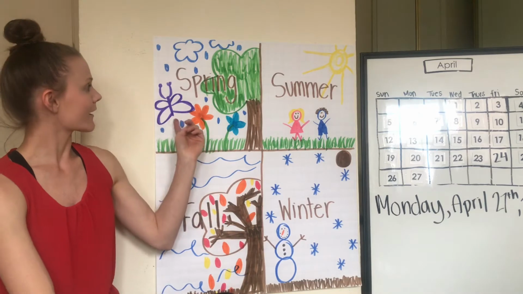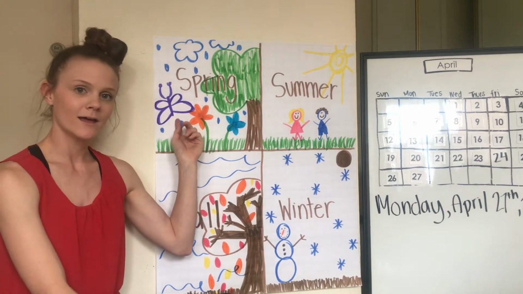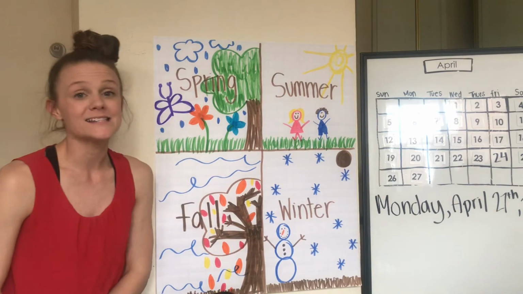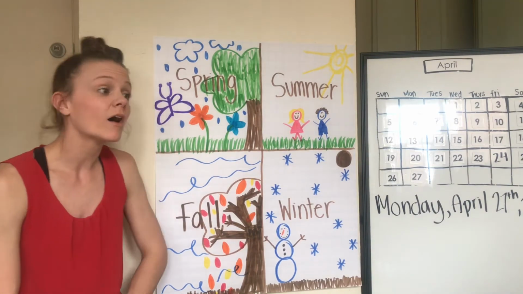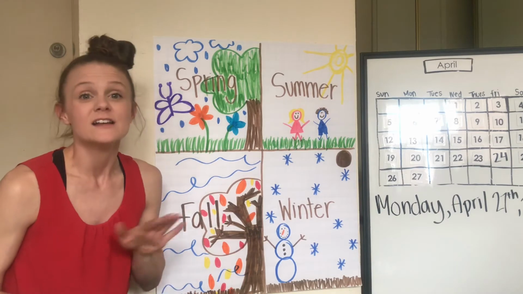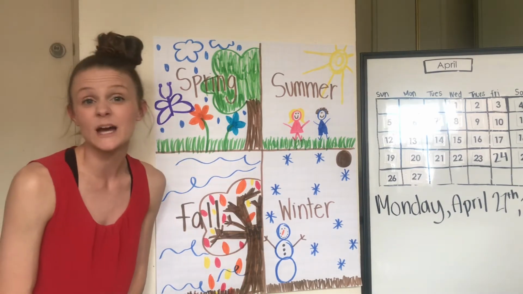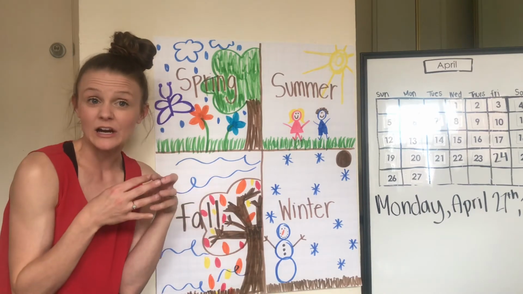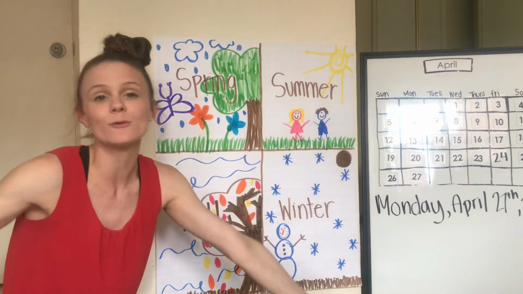And then right here, I have drawn a butterfly. That's right, I drew a butterfly right here, because in the springtime is when all the baby animals are born. So in a butterfly's case, the springtime is when it comes out of its cocoon that it built when it was a caterpillar and turns into a big, beautiful butterfly.